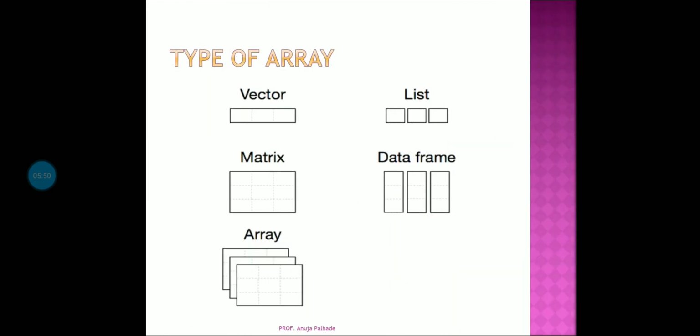Likewise you can access the element very fast. Okay, so there are mainly 3 types of array: a single dimensional array, 2 dimensional array, and multi-dimensional or 3-dimensional array. So these are basically the very important 3 types of an array.